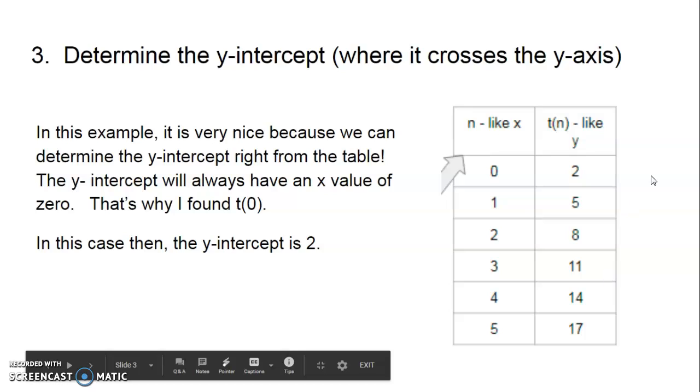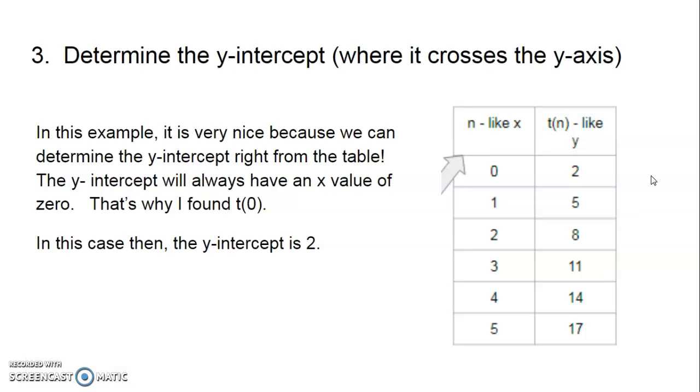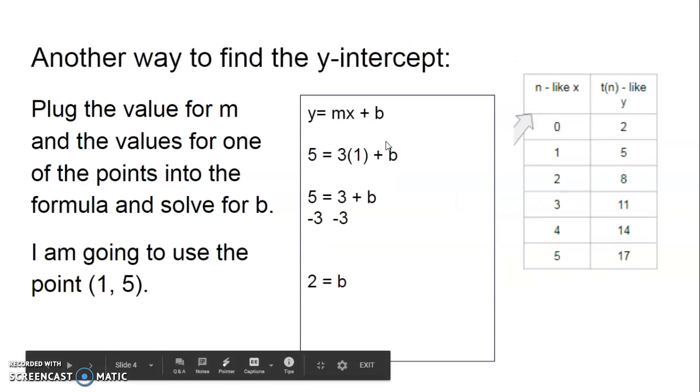Third step is to determine the y-intercept. That would be where it crosses the y-axis. One thing you could do here is go to the Desmos Graphing Calculator, graph these points, put them in a table, and just see for yourself where it crosses the y-axis. In this case, it would be pretty clear that it crosses the y-axis at 2. Again, I purposefully found the 0, so I know that it is 2. But let's say you don't know. Here's another way to do it.